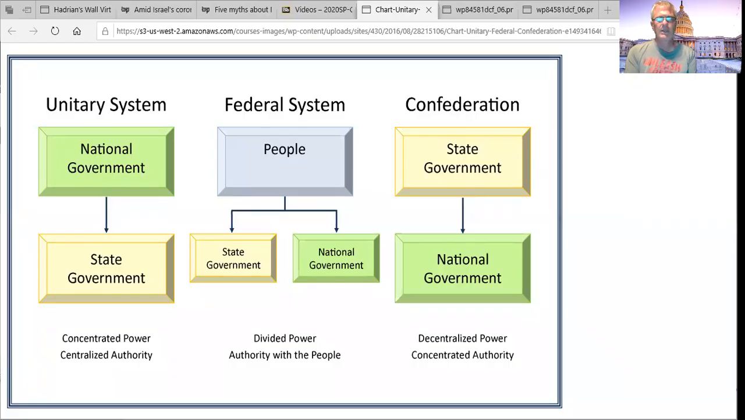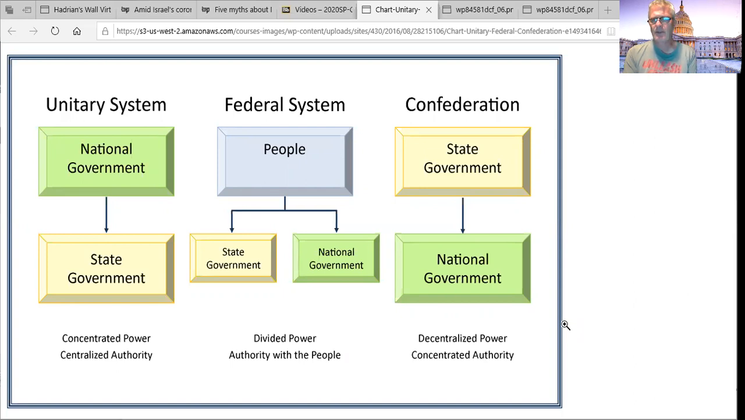So if we were to look at this as a chart, I'm going to give you a chart here. Here we go. So if we look at a unitary system, all power is in the hands of the national government, and it can tell state and local governments what they can and cannot do.